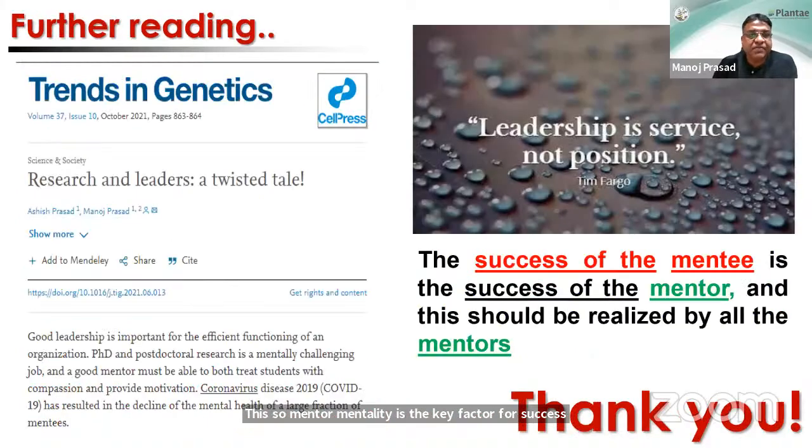So finally, Ashish and I, during the COVID period, thought that we could sit together and write about mentor-mentee relationships. You can go through this Trends in Genetics article under the Science and Society section, Research and Leaders, a twisted tale. And that's why I say always the success of the mentee is the success of the mentor, and this should be realized by all mentors.